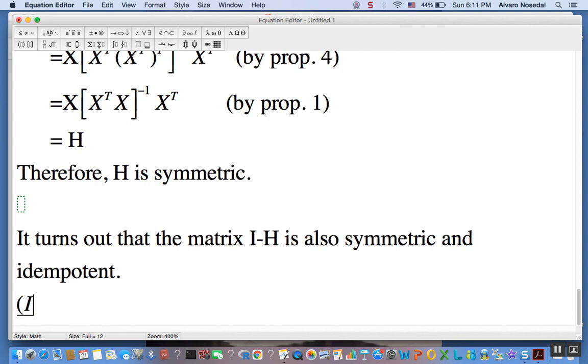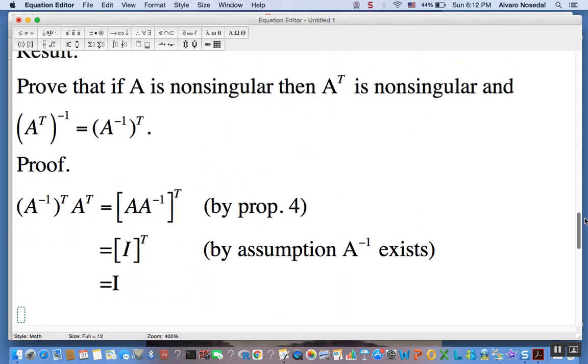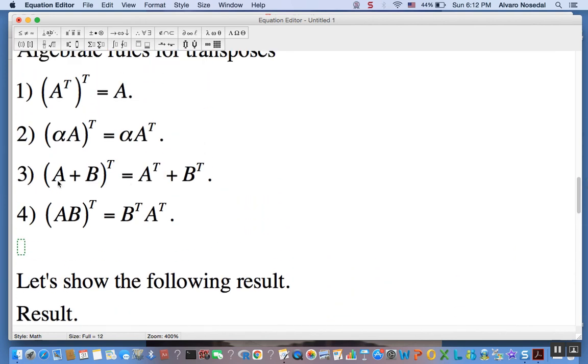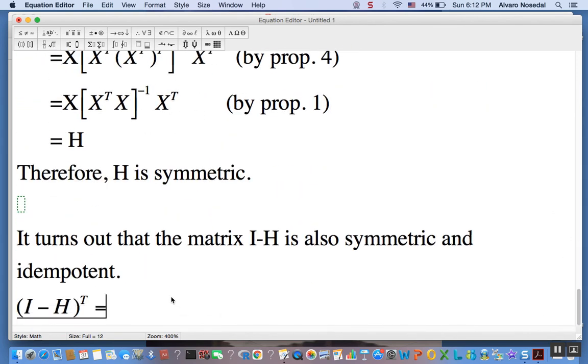Here we go. We have the identity minus H. Let's show first the symmetry, okay? So let's see what happens when we find the transpose of I minus H. So we have a sum of matrices, and we are trying to find the transpose of that sum. So let's go back and refer to the properties of transposes. That's property number 3. If you have the sum of two matrices and you want the transpose of that sum, it's just the transpose of your first matrix plus the transpose of the second matrix. So let's use that property. This would be just the identity transpose minus H transpose.